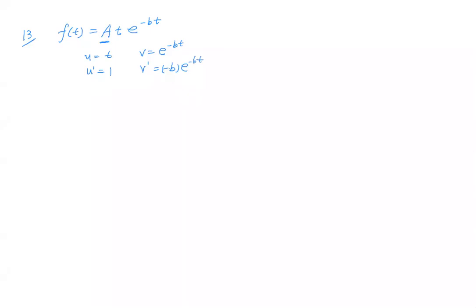Okay, so F prime T. Remember to write the A there. V U prime plus U V prime. So the common factor is this one. So take it out.